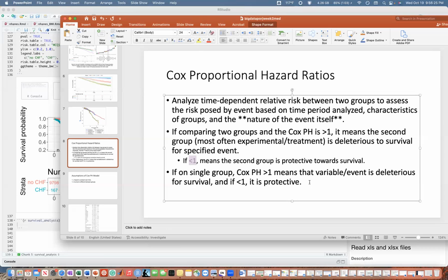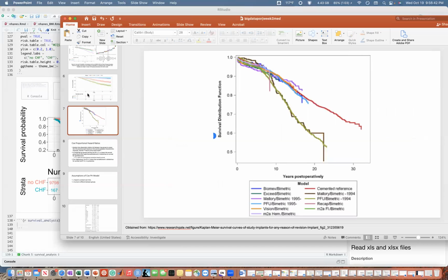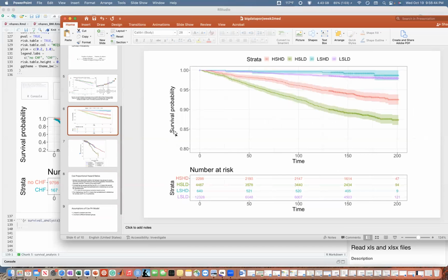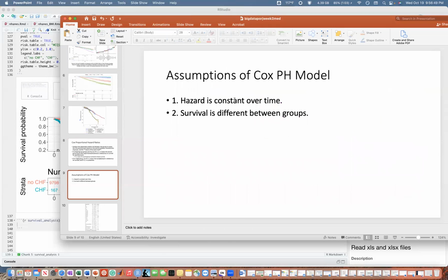And the assumptions are interesting. It means the hazard is constant over time, meaning you always have the same chance of dying to the event at any given time point. And survival is different, meaning you have to have differences in the survival curve. If these are not significantly different, if your p-value is bigger than 0.05, that means you can't do a Cox proportional hazards and be confident in your results.